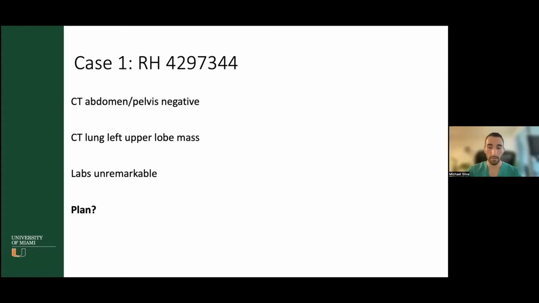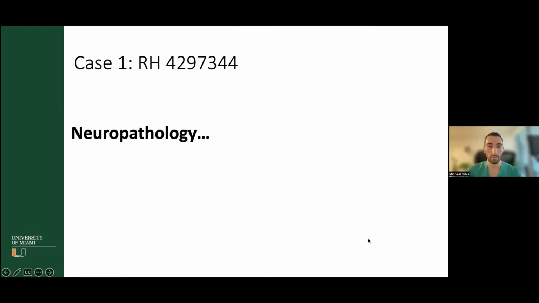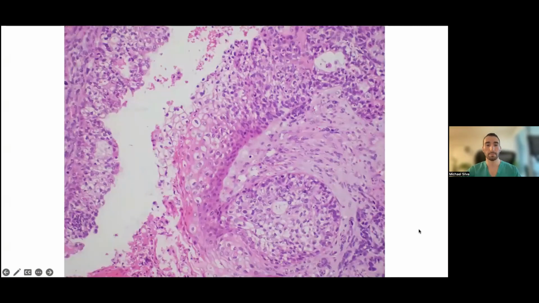Okay, perfect. So I agree with resection, and that is what was done. So we'll move to the neuropathology slides. Okay, thank you. So here in the center of the field, you can see that there is squamous epithelium, and the clear cells are actually keratinocytes. Next slide, please.